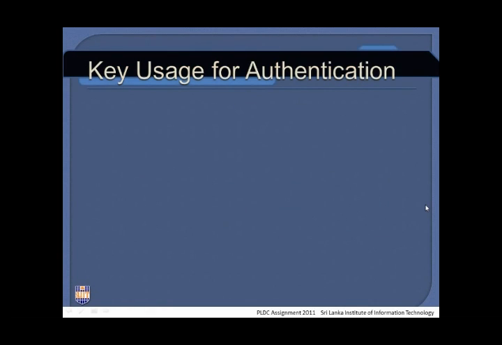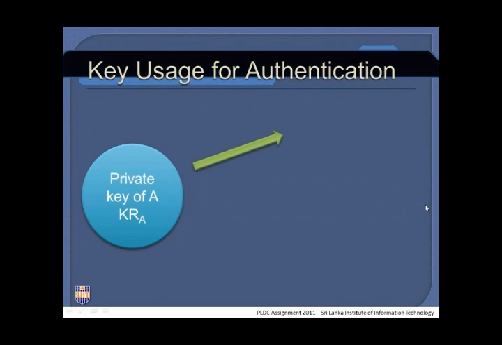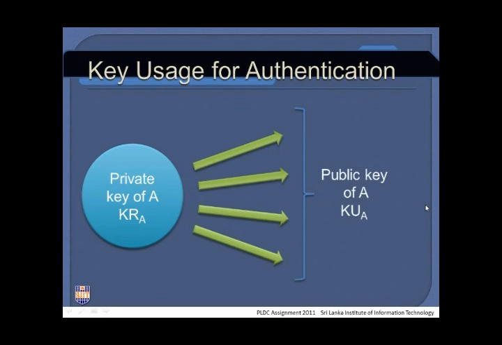Key usage for authentication. Here is another way of authentication. The sending message is being encrypted by using the private key of the sender, and the receiver uses the sender's public key to decrypt the message. It has been identified that public key cryptography allows us to do confidentiality necessary transactions in secure infrastructure like the internet in a very secure manner.